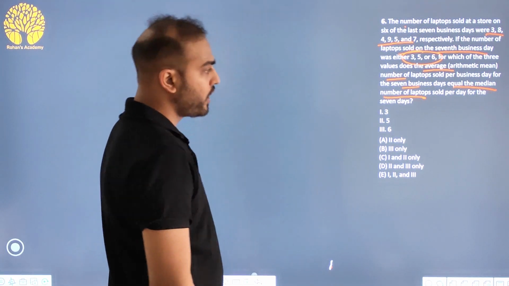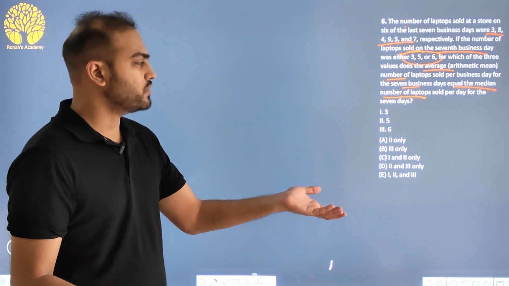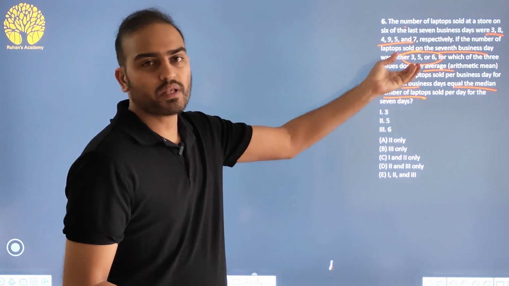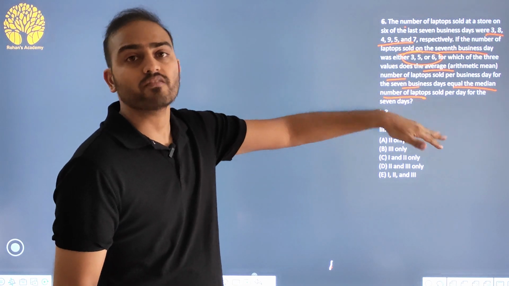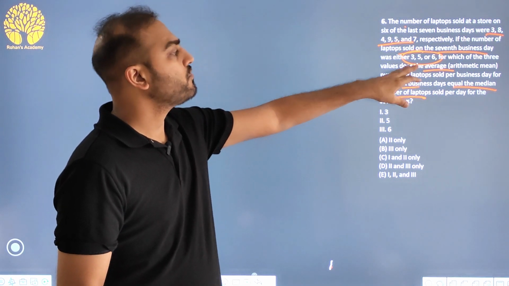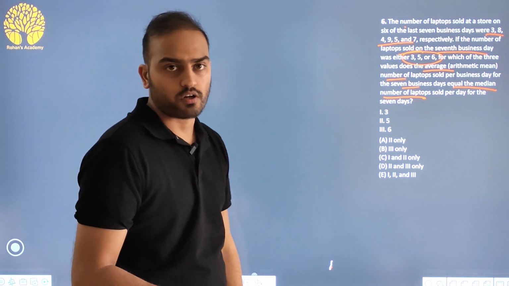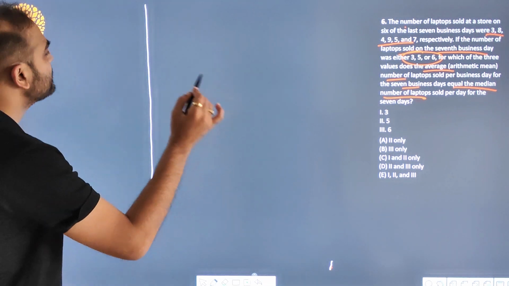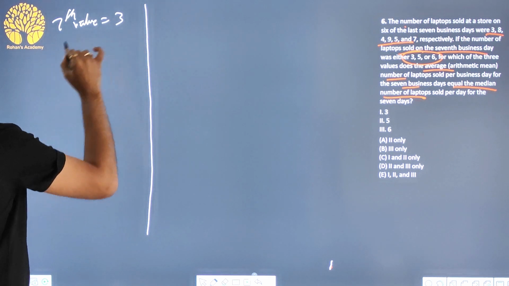Okay. Now, if you're interested in just solving the question, the simplest thing to do is just take one value as 3, solve for it, get the answer, and see whether average is equal to median or not. Then 5, average equal to median or not. Then 6, average equal to median or not. For example, if we solve that, say the 7th value is 3.